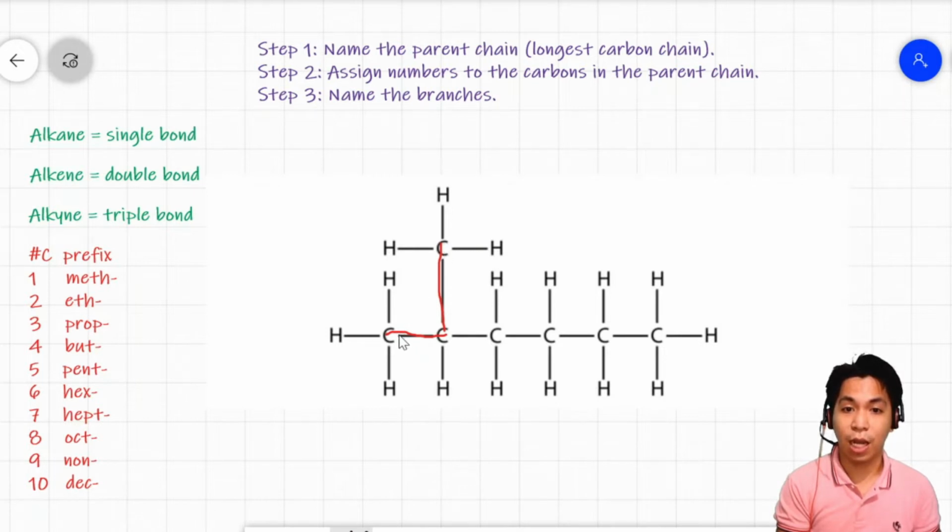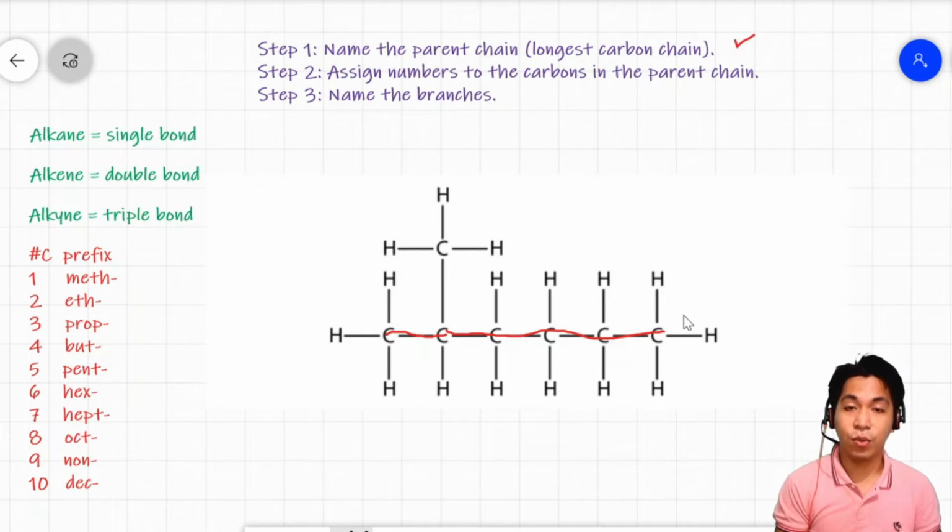So if you're going to count how many carbon atoms you passed along the line, you'll have one, two, three carbon atoms. On the other hand, if you go to the left, passing from this carbon to the next carbon, up to the last carbon, you will have one, two, three, four, five, six carbon atoms. That means the longest carbon chain has six carbon atoms in it. So you are done with step number one.